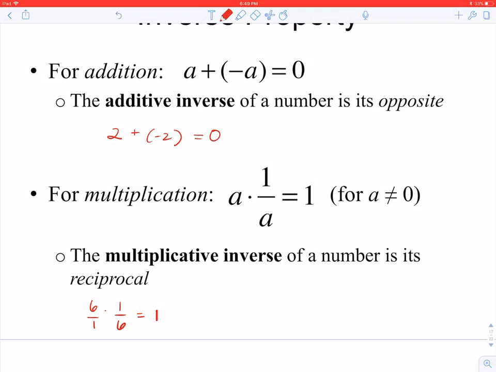Another example would be 2/3 times its reciprocal, which is 3/2. Remember, the reciprocal is the flipped fraction. That would end up being 6 over 6, or you could think of the 2's as canceling and the 3's as canceling to give us 1.